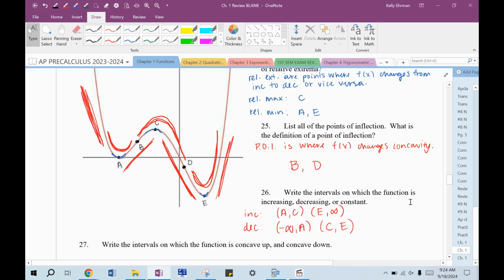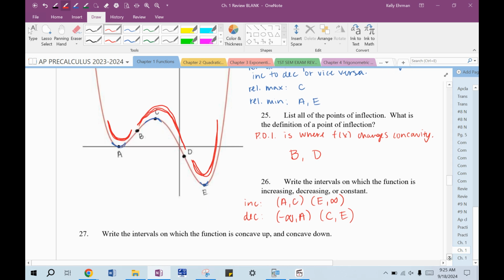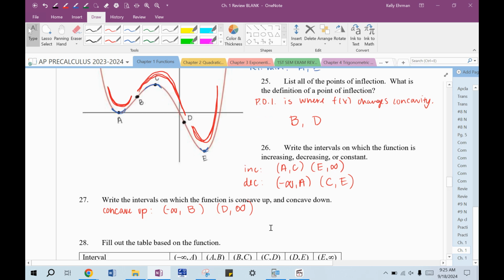Okay, write the intervals where the function is concave up and concave down. I drew in the concavity to begin with. Let me get some of my marks out of here so it's less confusing. Concave up is this first section all the way up until B. So concave up is negative infinity to B. And then there's another concave up section from D to infinity. This last portion here is concave up. And then concave down is this middle section, and it stretches from B to D.